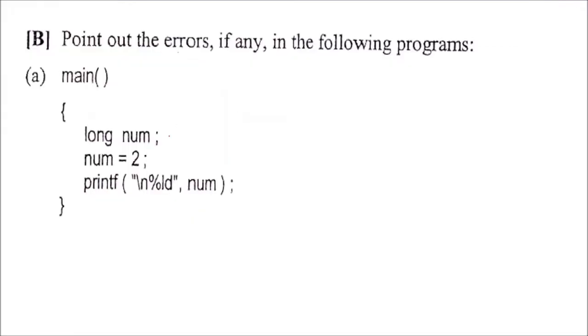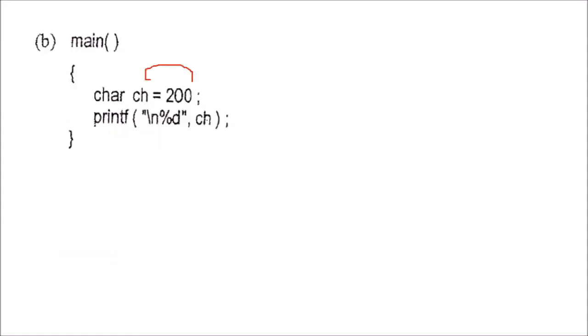Next is point of the error. Long num to LD. Long is presented by LD, so there is no error. Character 200, no problem. Character can go up to whatever the value is. If this is 1 byte, it can go up to 0 to 127. But printing will have no error, so there will be no error.